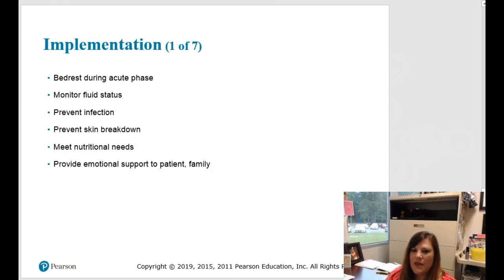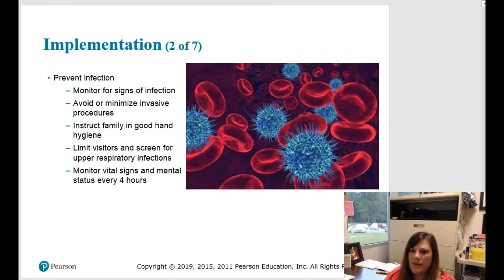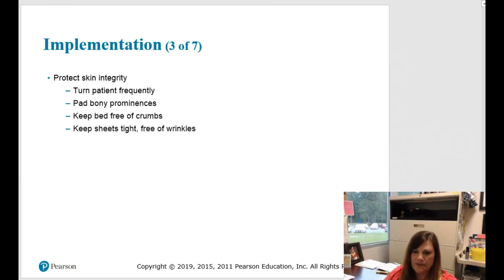Bed rest during the acute phase, like we talked about, fluid status monitoring, preventing infection and skin breakdown, and trying to maintain those nutritional needs without overloading them and providing support. We want to prevent infection, obviously. And so that's a nice little picture of an infection. Minimize invasive procedures, good hand hygiene, limit visitors, and monitor vital signs.